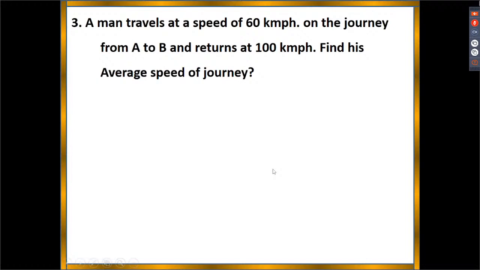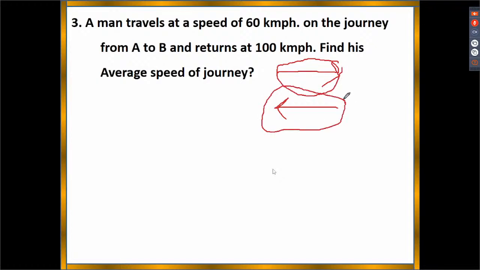Do you remember? In time and distance I already explained the average speed concept. Whenever a person travels from A to B and returns from B to A, what is the formula? We already explained it in time and distance. Whenever a man travels the same distances with different speeds, average speed is 2xy by x plus y. So do it first.